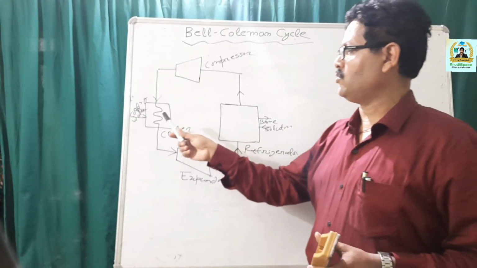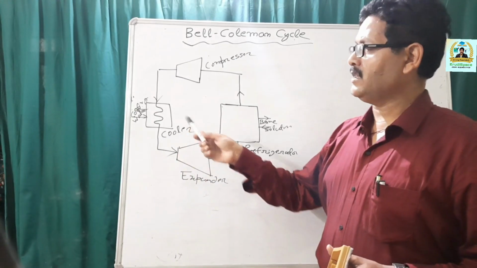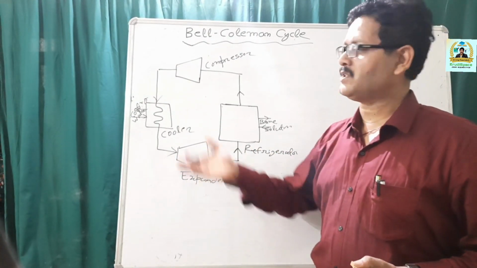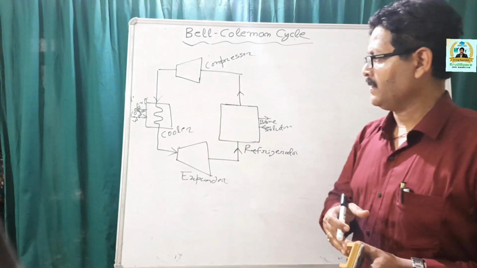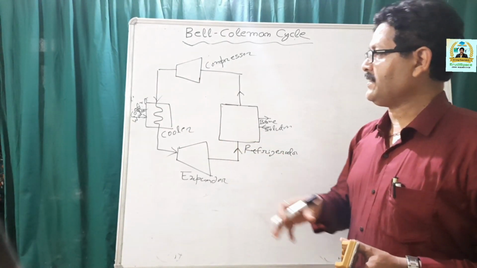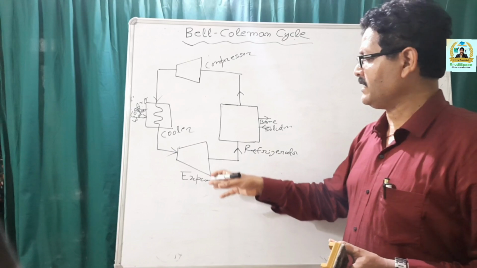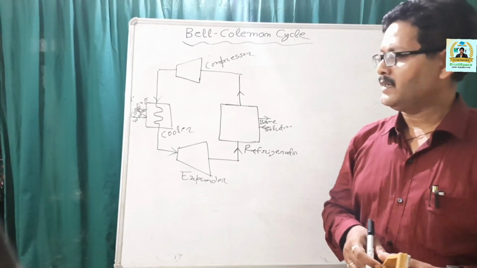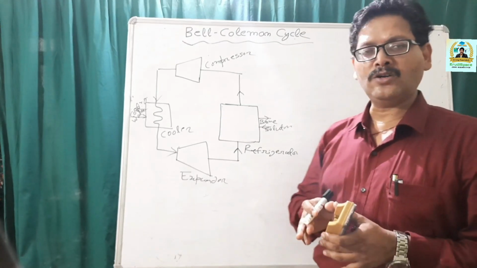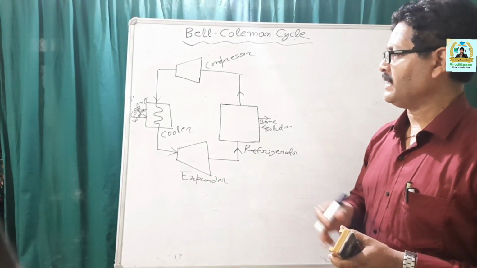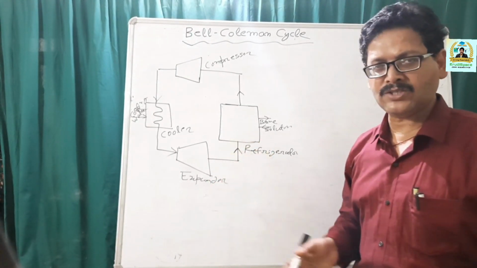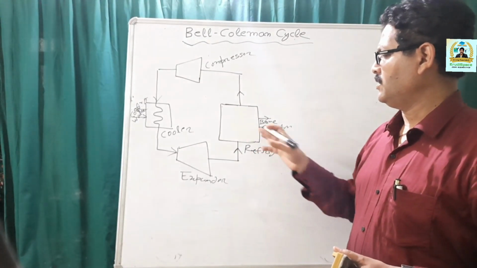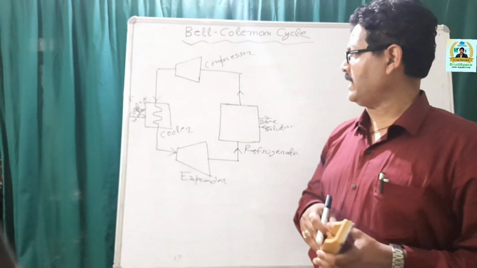Then it is taken to the cooler. In the cooler, it will deliver heat to the surrounding cooling medium, which is of course your cooling water. And after that, it is taken to the expander. In the expander, it actually undergoes expansion. As a result, its temperature is significantly reduced. Then it is taken to the refrigerator to start a new cycle.